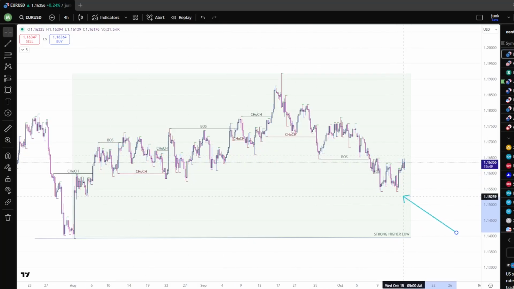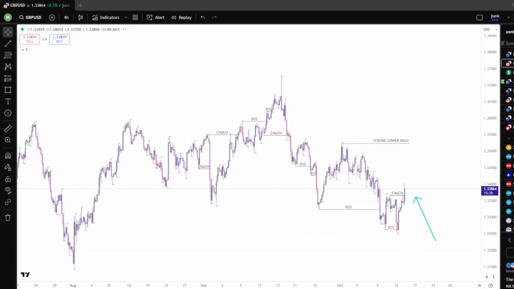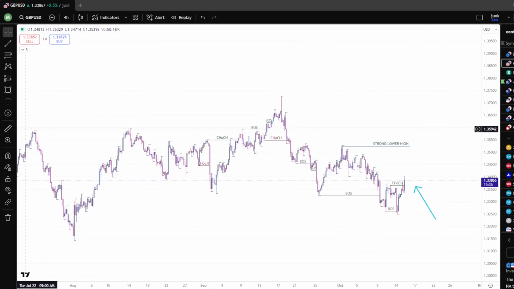Only expecting further downside, depending on how strong the dollar is. If it does continue to push, making lower highs, then I'll be looking for the opportunity to target this strong higher low. GBP USD, let's go map out the current range.